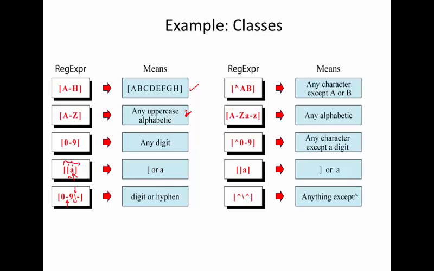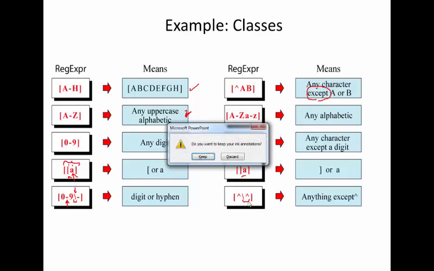If you have caret, then that is except anything but A or B. Caret and A through Z, then anything but digits. That is fine. The first caret means exception. So the next one is caret. I want to match any characters, any digits, but not the caret itself. That is what it means here.